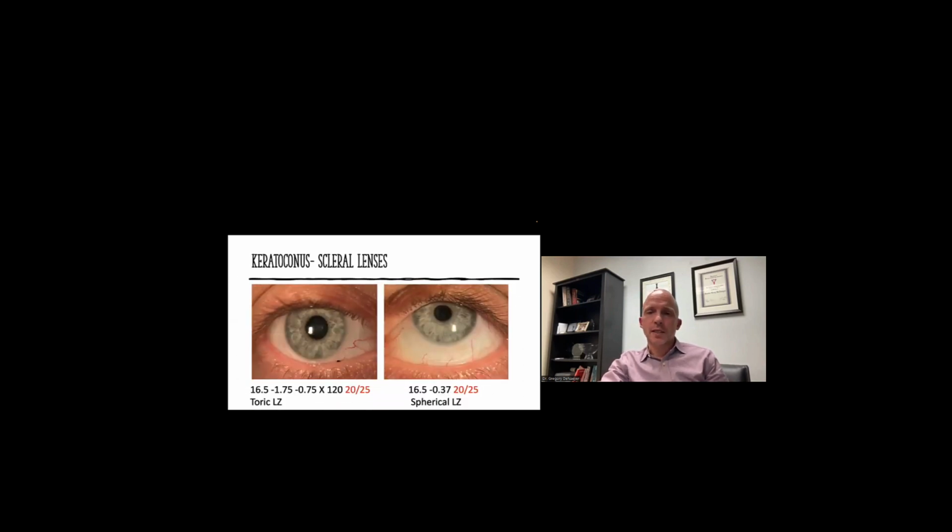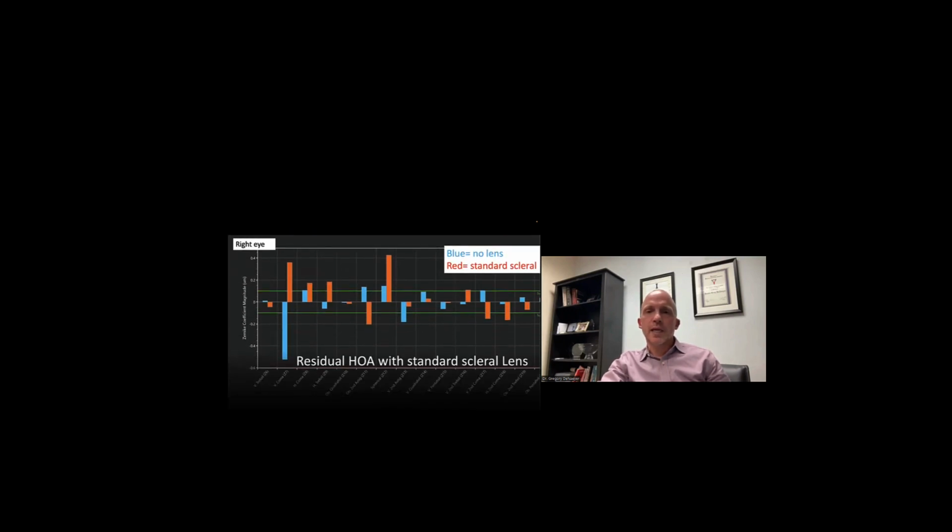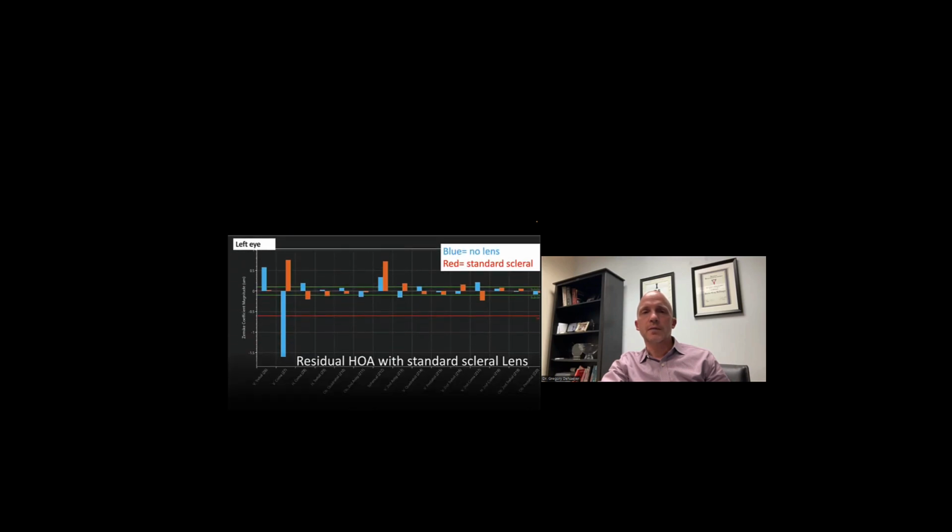I fit him with scleral contact lenses, a pretty straightforward fit. He was able to achieve 20/25 vision in his right and left eyes. Now, this is his right eye with and without the scleral contact lens. Like we have seen, the blue bars represent without the lens, the red bars with. We get this coma flip for this patient, and a significant amount of residual coma that goes to positive. This is his left eye, that same coma flip, negative to positive, and a very significant amount that's residual.